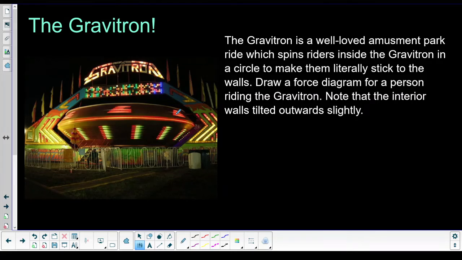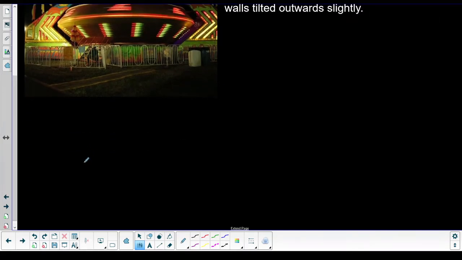I was too chicken to go on this thing called the Zipper, which is basically a Ferris wheel, except the Ferris wheel is like this, and then there's like hanging carts on this thing like this, and you're sitting in here.